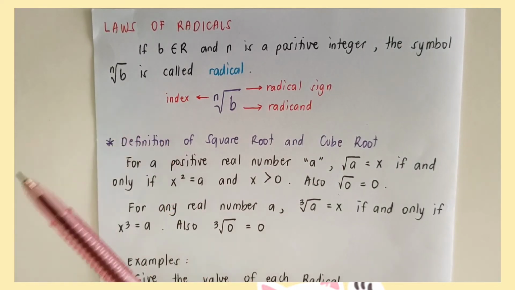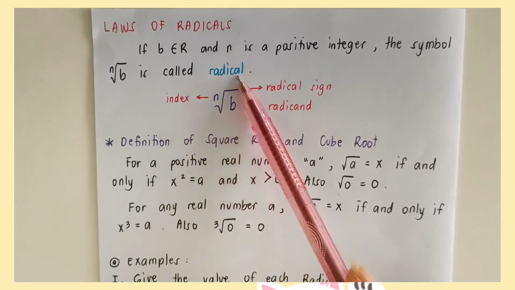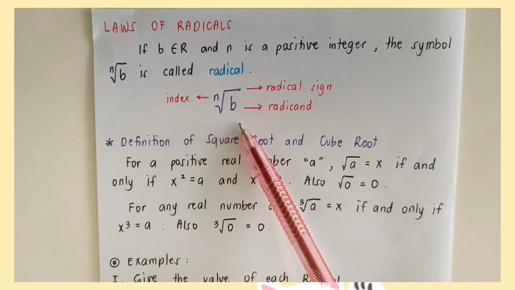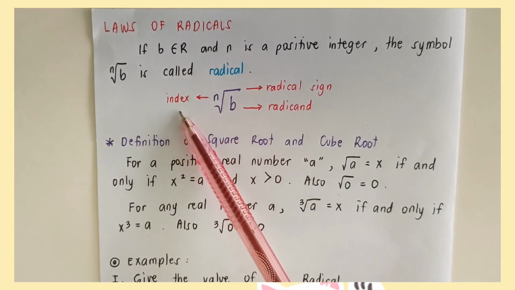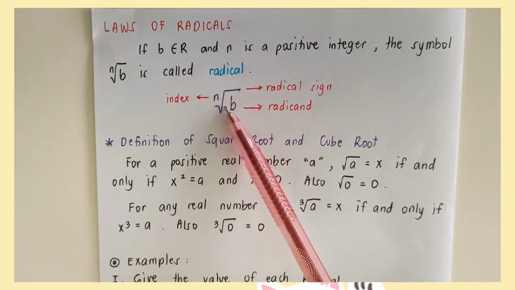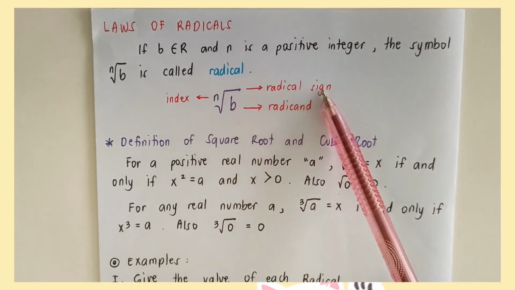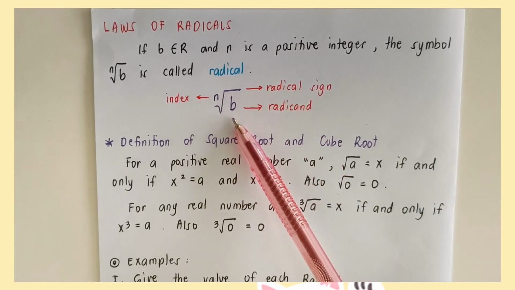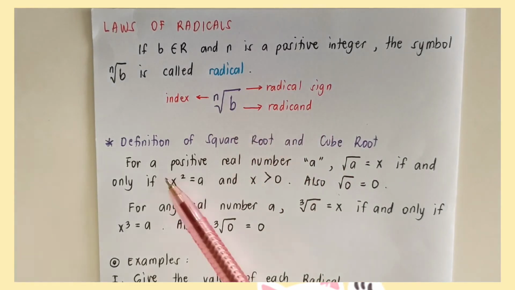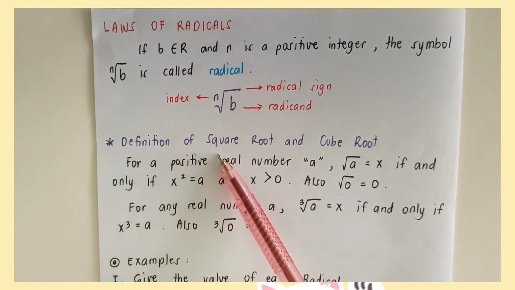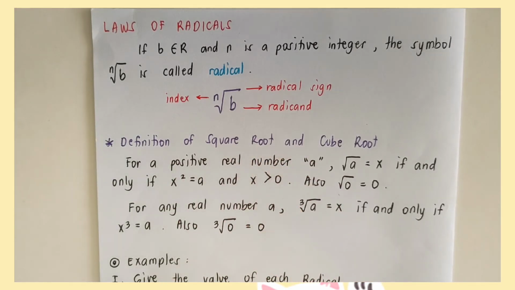If b is an element of R and n is a positive integer, the symbol nth root of b is called a radical. Let us review the parts of a radical. n is what we call the index. This is the symbol for the radical sign. And b here represents the radicand. Let us now proceed with the definition of square root and cube root.